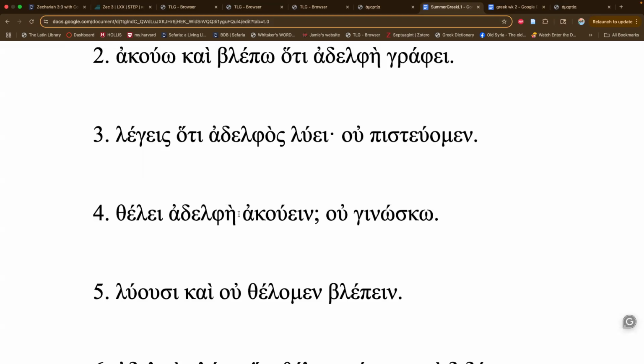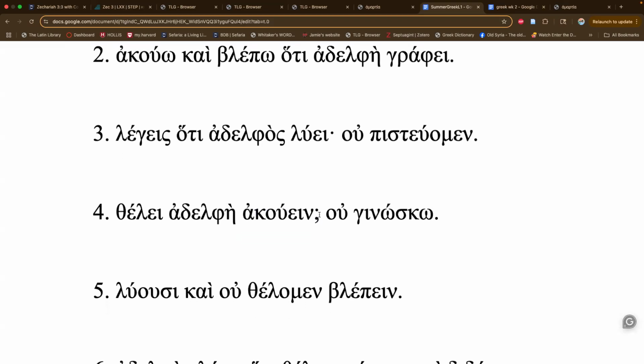Do you know what form that is? The akuein. This is one of the things we looked at. Exactly. So this is the infinitive, which makes sense because those go with thelo, the verb for wishing. But because it has the semicolon after it, it's going to be a question, so we can phrase it as a question. So, does the sister wish to hear? And then gnosko, yeah, exactly.